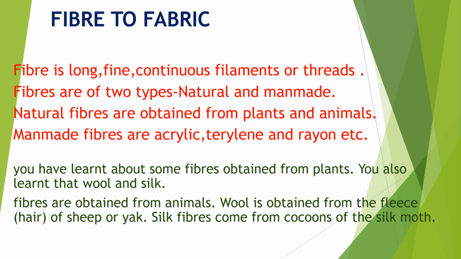Last year, we learned about the natural fibers obtained from plants like cotton and jute. This year, you are going to learn about the fibers that are obtained from animals, for example, wool and silk.